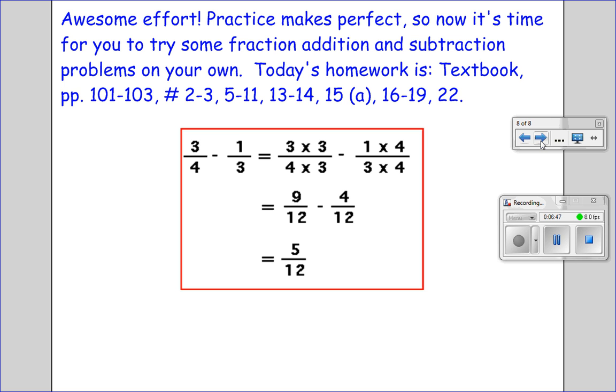All right, so in conclusion, like so many other things in math, when it comes to adding and subtracting fractions, it's all about practice, practice, practice. Practice makes perfect. The more practice you do, the more confident you'll get with your ability to add and subtract fractions with different denominators. So I've chosen a whole bunch of questions for us to work on in class.